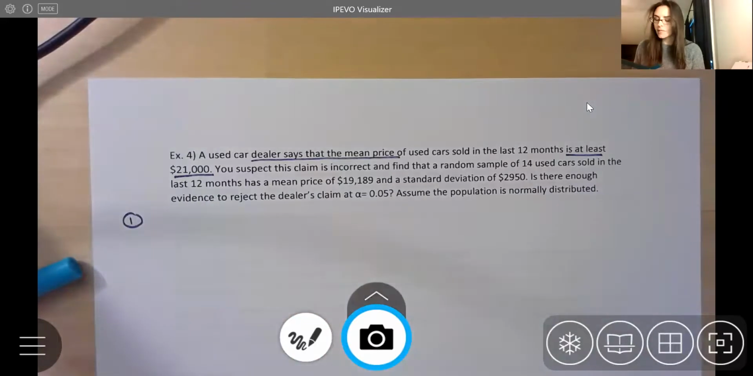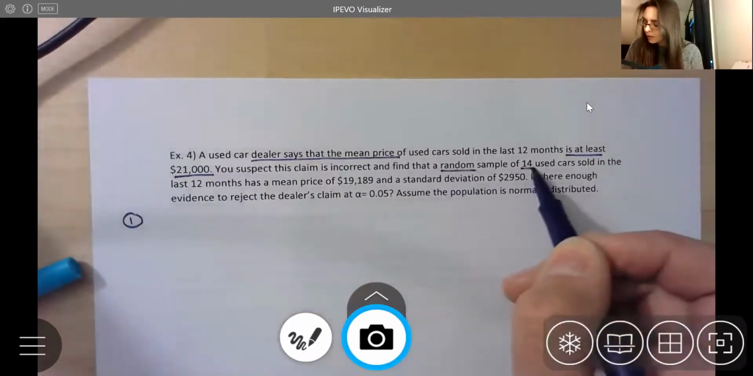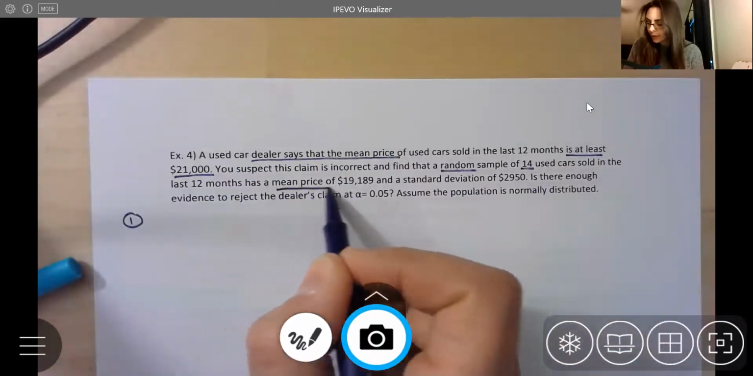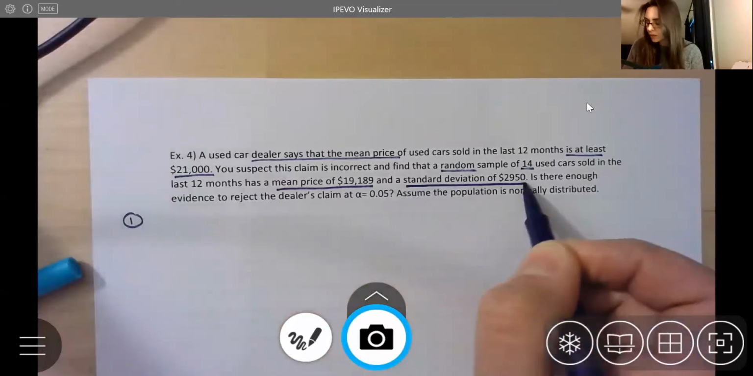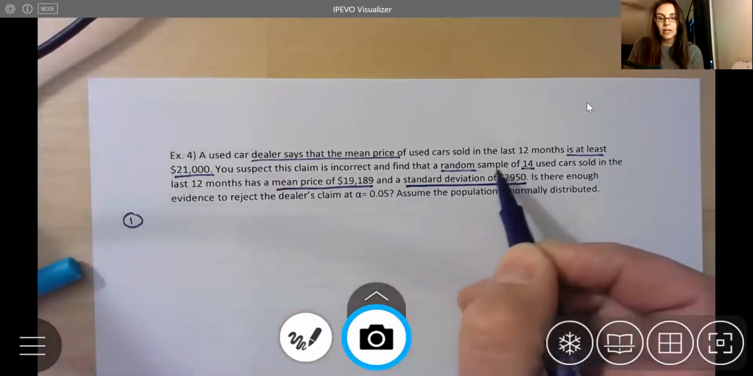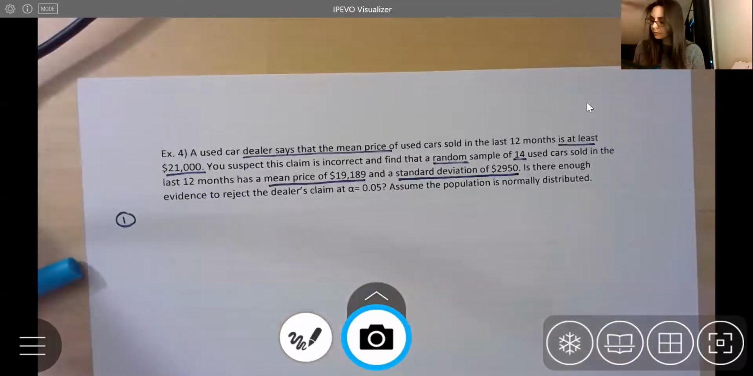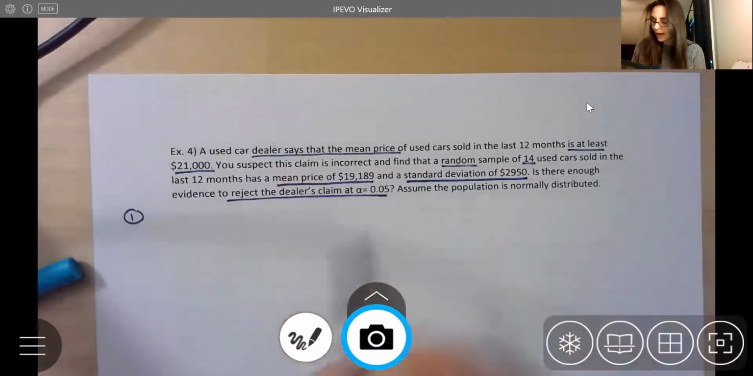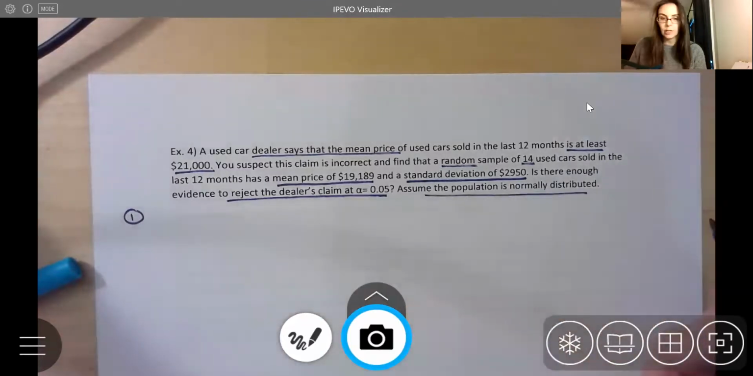You suspect this claim is incorrect and find a random sample of 14 used cars sold in the last 12 months. And that sample has a mean price of $19,189 and a standard deviation of 2950. Now, this 2950 standard deviation is from the sample. It's not from a population. Is there enough evidence to reject the dealer's claim? At alpha is 0.05, and we are going to assume the population is normally distributed.